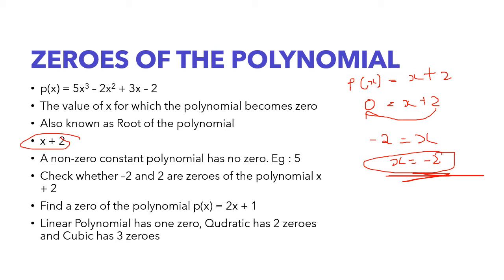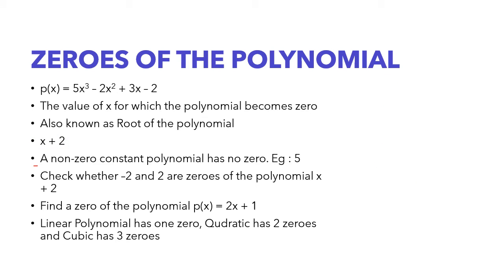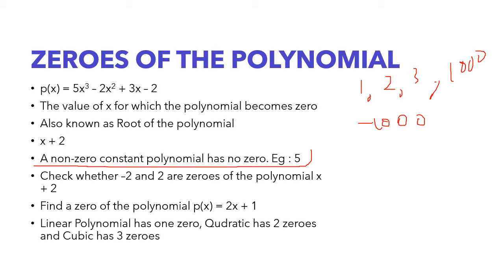Now you have to remember one thing that they have told here. A non-zero constant polynomial has no zero. Example 5. Non-zero constant polynomial means numbers like 1, 2, 3 or 1000. We call them non-zero constant polynomials. Even minus 1000, their values are fixed, they cannot change, right? Can they change their values? No, it is always fixed, it's constant, they cannot change their values. However, when I'm taking an example over here as 5.